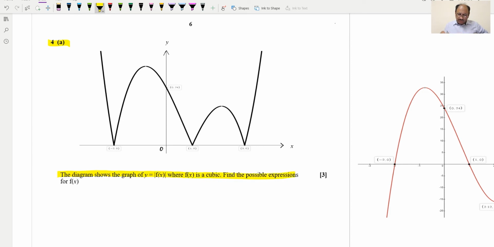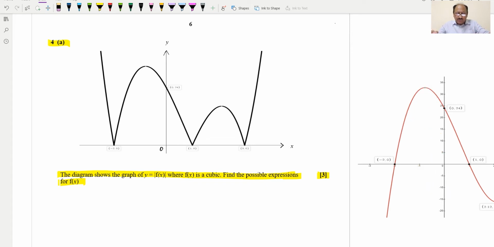Now this is question number 4a part, and this says the diagram shows the graph of y is equal to mod f of x, where f of x is a cubic. Find the possible expressions for f of x, and this is a 3-mark question. This is not part of the question; I have inserted it for your explanation. I'll explain in a while.